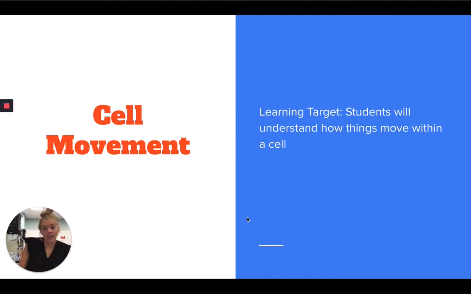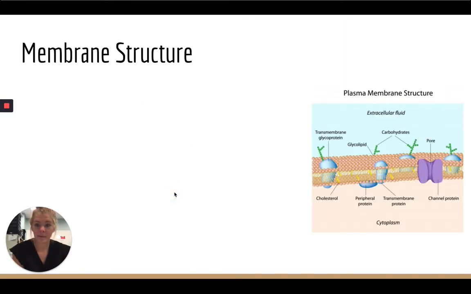Alrighty, so today, along with the online diffusion lab, you're going to be also taking some notes on cell movement. These notes are in the unit packet if you want to follow along there.